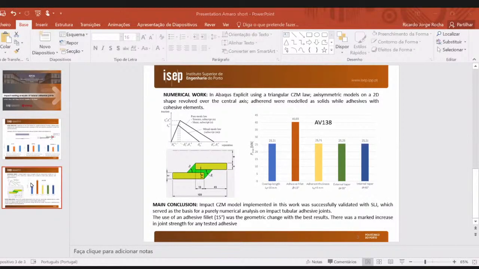So continuing in my presentation, after the numerical model, the objective is to change several geometrical parameters and evaluate which is the most suitable.